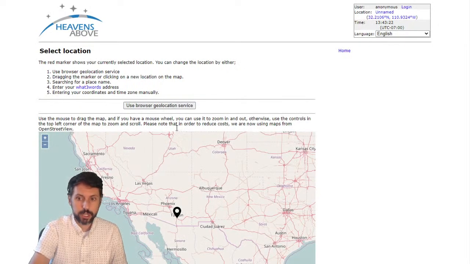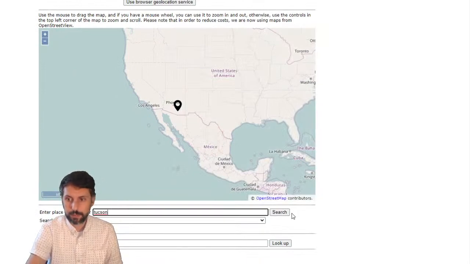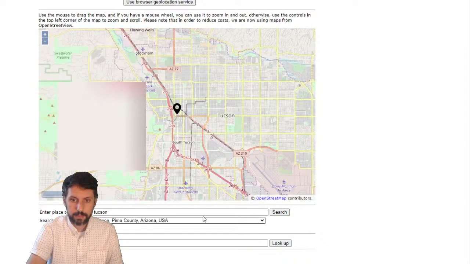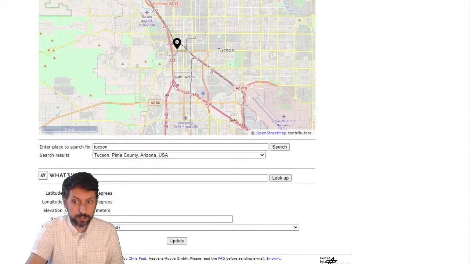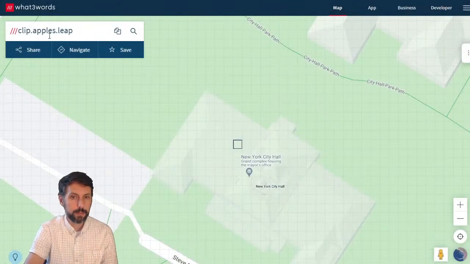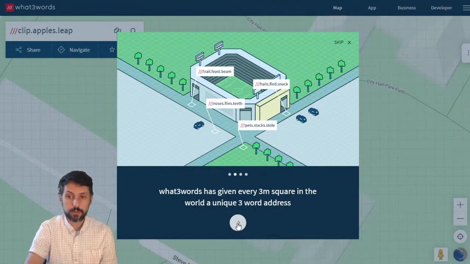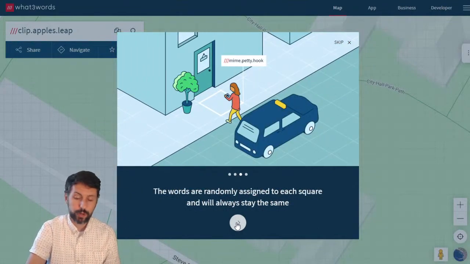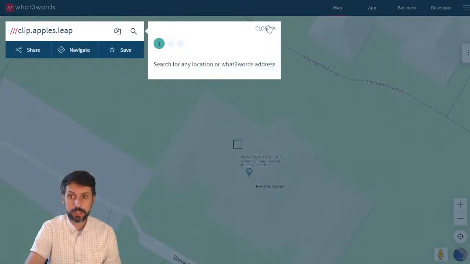We can use a browser geolocation service. It's set to Tucson right now, but I'm going to search for Tucson, Arizona, and click to search. It gives me my results, Tucson, Pima County, Arizona. That's good enough for what we want. You could also put in your latitude and your longitude. There's also this kind of weird thing I've never really used, where the simplest way to look for a place is through 3 words. What3words gives every 3 meter square in the world a unique 3-word address. The words are randomly assigned to each square and will always stay the same. Now it's easy to find and share locations with just 3 words, which is pretty weird.